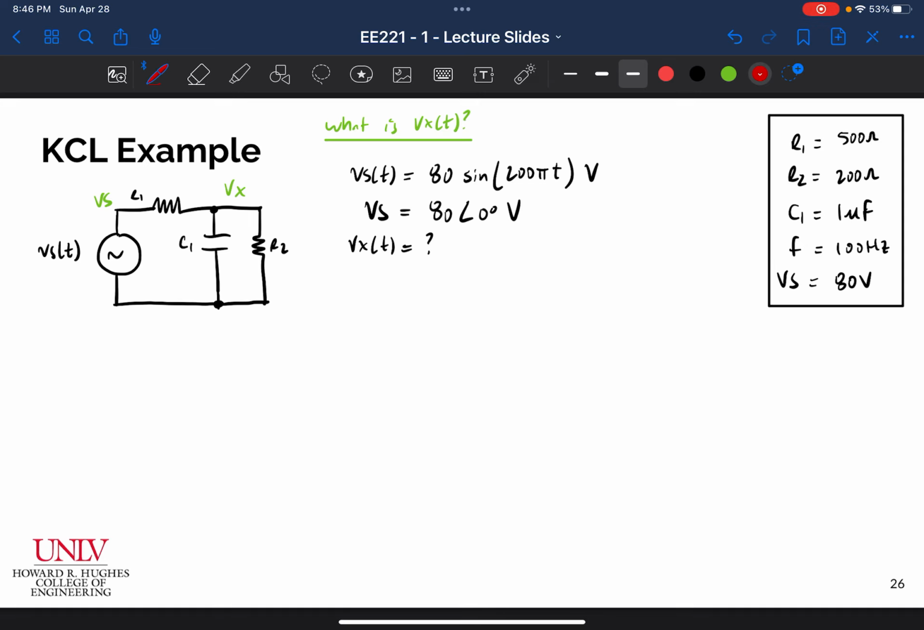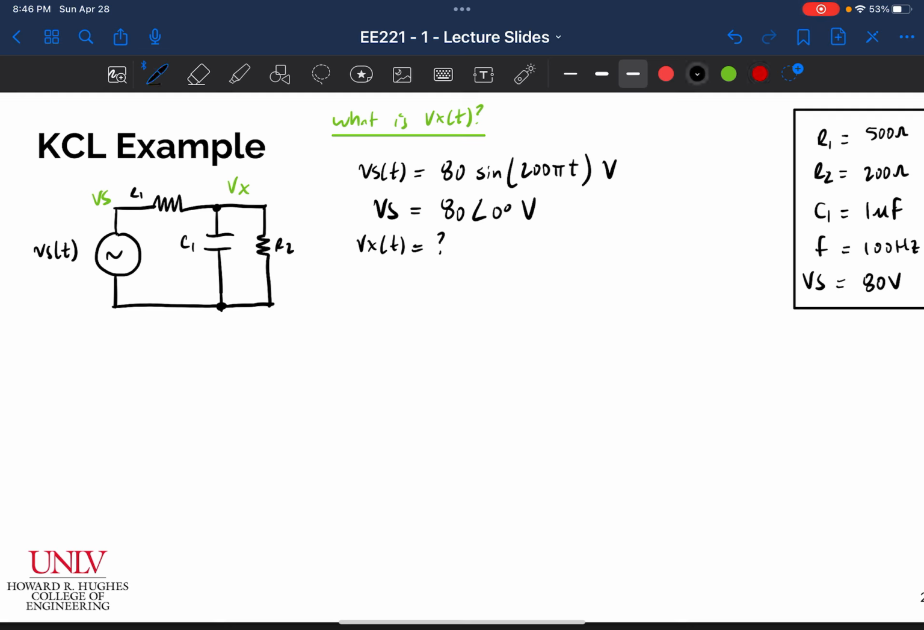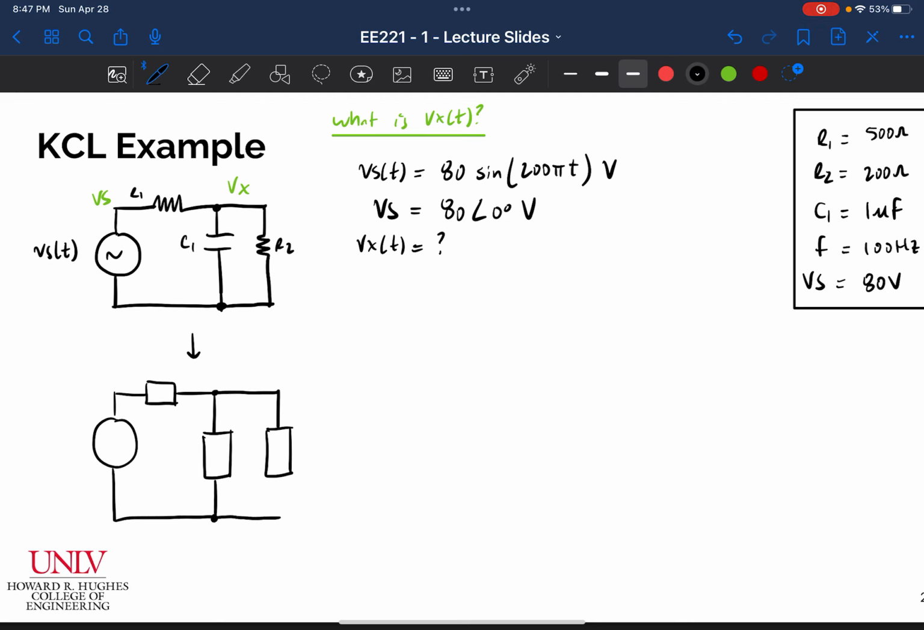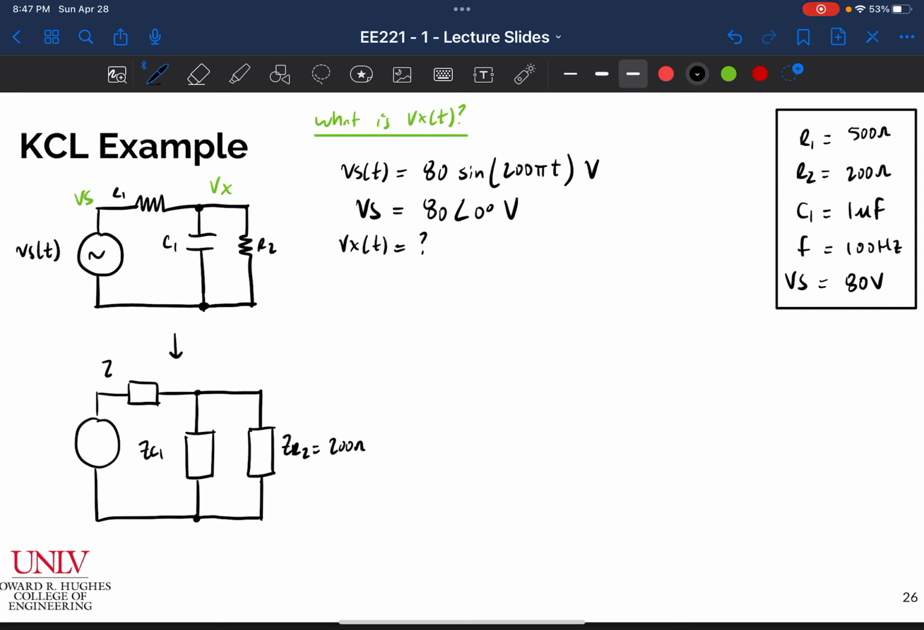What we notice about this circuit, hopefully, is that we can use KCL. But first, we have to get this circuit into the impedance and phasor domain, where we write the impedances instead of the resistances and the capacitances, right? So let's go ahead and do that, and draw our circuit just like this. All right. And so ZR2 is just going to be 200 ohms. ZR1 is just going to be 500 ohms.